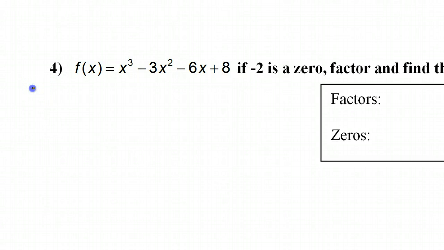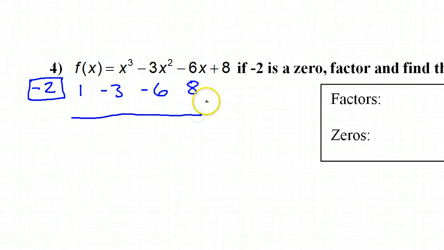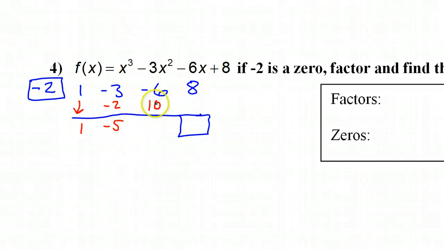Alright, the 0 is -2, so that goes in the box. My coefficients are 1, -3, -6, and 8. All right, bring down the 1. 1 times negative 2 is negative 2. Together, that makes negative 5. Negative 5 times negative 2 is positive 10. Together, this makes 4. 4 times negative 2 is negative 8. And, of course, we get 0.